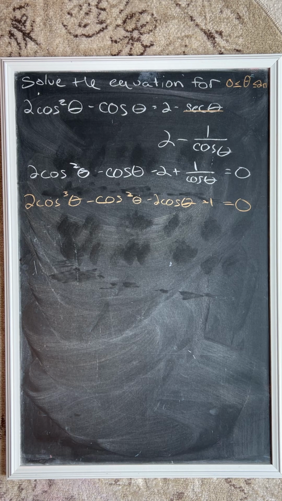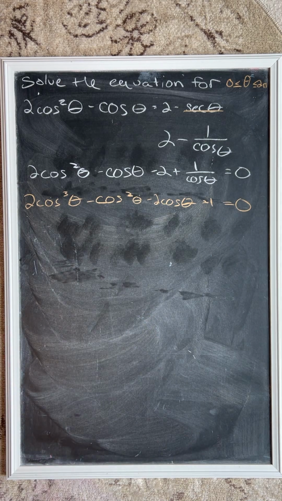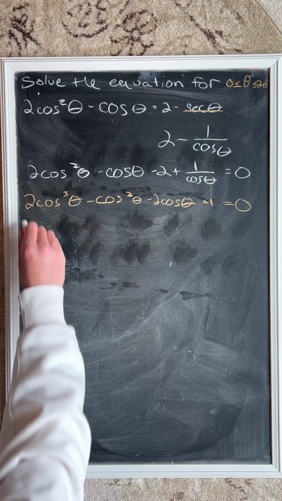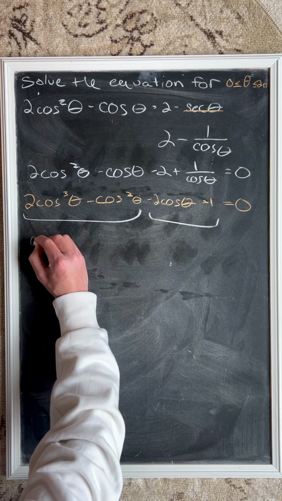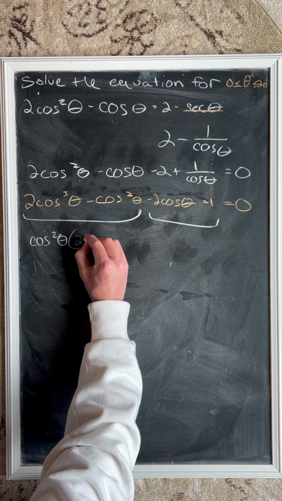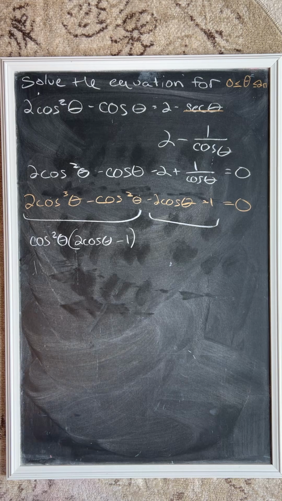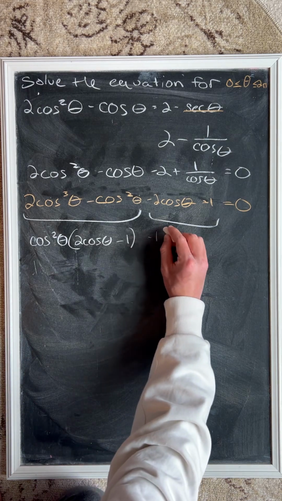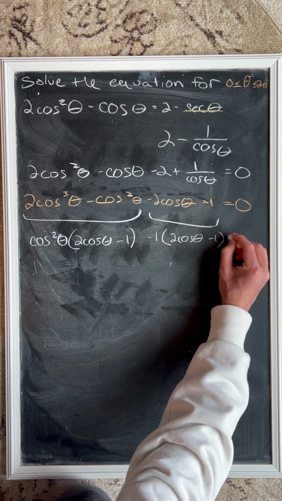So what we can do is we see that there's a 2 and a 2 and a 1 and a 1, so we can factor by grouping. How we do that is these two will make a group and these two will make a group. And we need to find the greatest common factor that makes those two groups the same. We can take out a cosine squared of theta from the first group, leaving us with 2 cosine theta minus 1. And then on this side, we can take out a -1. So we have -1 times 2 cosine theta minus 1.